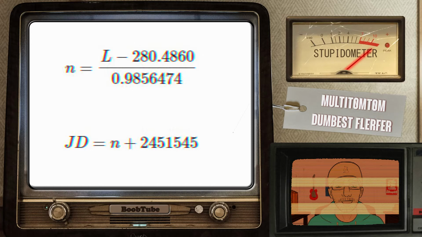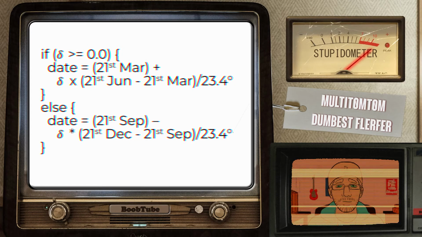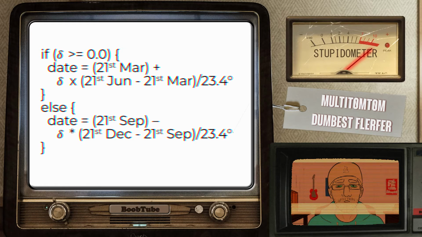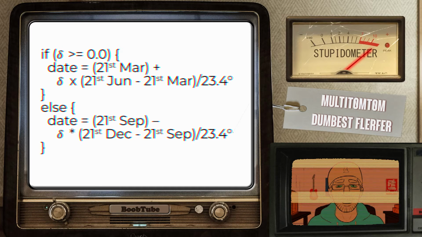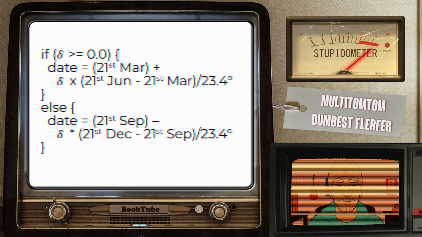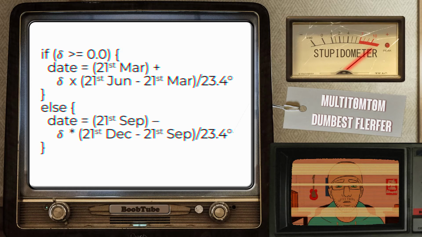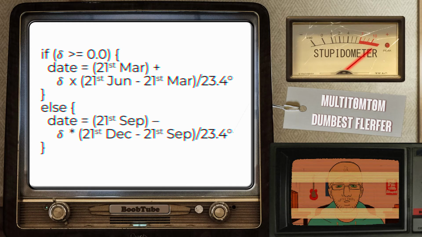Now, I appreciate that it is still too difficult to follow. So allow me to simplify it a bit more using what I know best, programming. If delta is equal or greater than 0, then date is 21st of March plus number of days, which is the day difference between 21st of June and 21st of March, divided by Earth's axis tilt times delta. If less than 0, then similar thing but using different magic numbers.